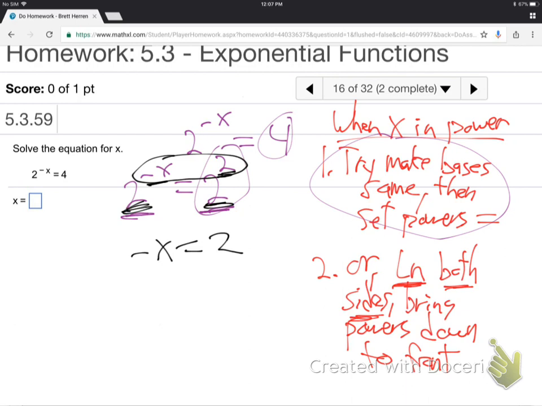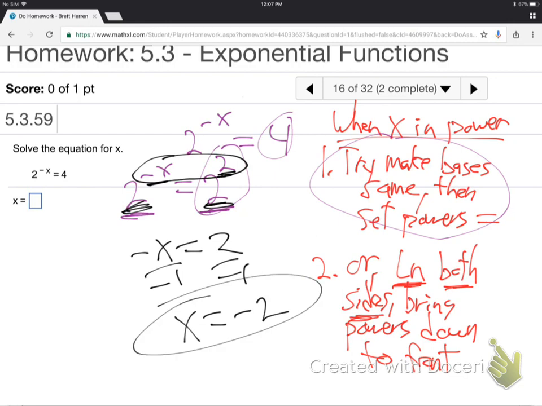Now how do you finish solving for x? Just divide by -1. So x is -2, which we had already stated. Does that make sense? So again, you take that 4 and write it so the two bases are the same. Then you can just set the powers equal. Let's try.